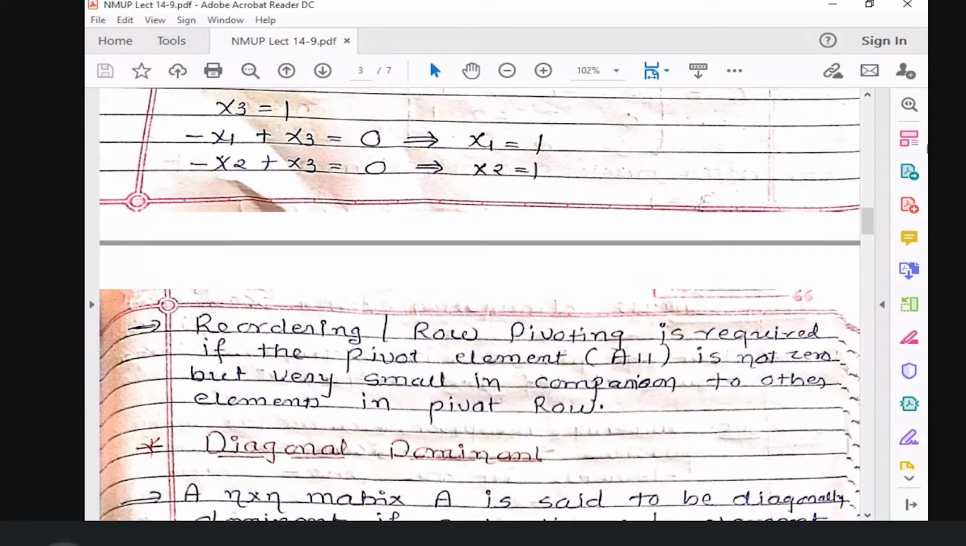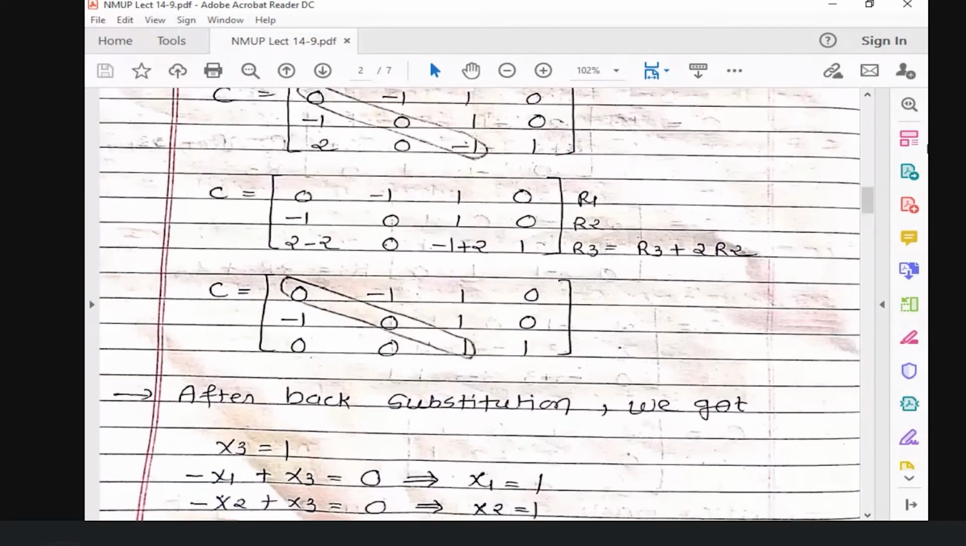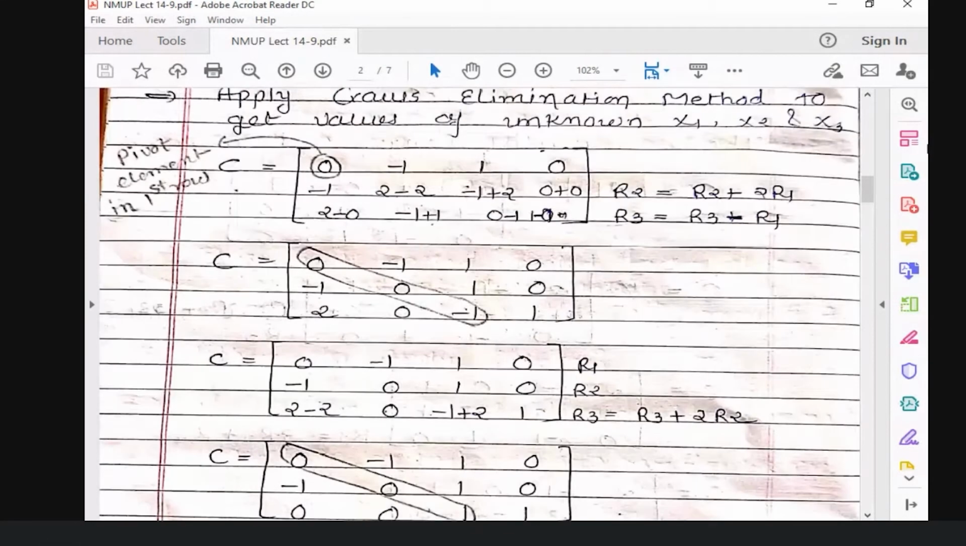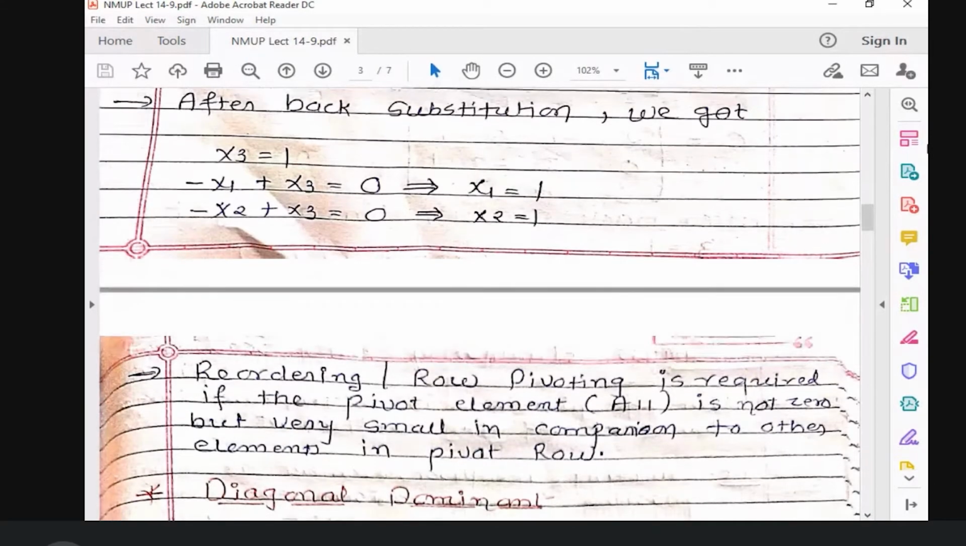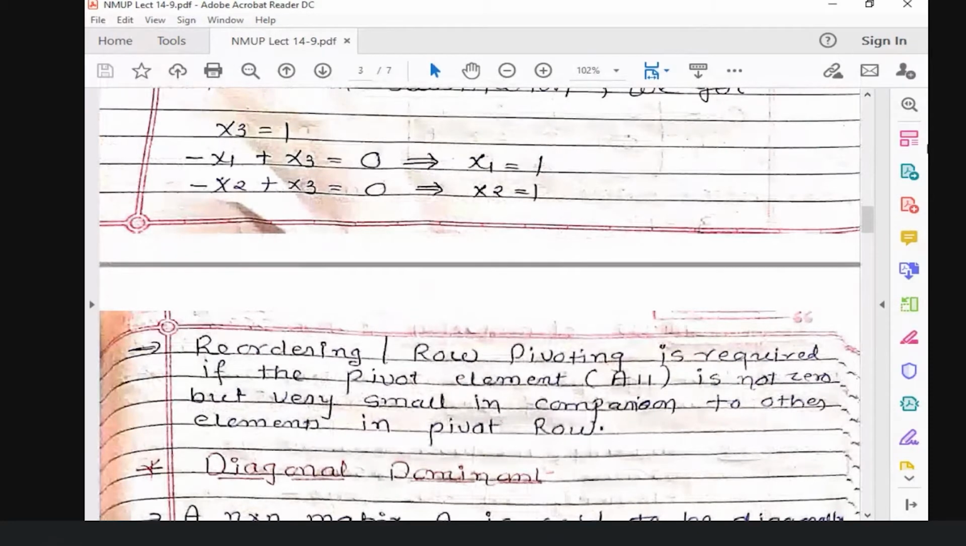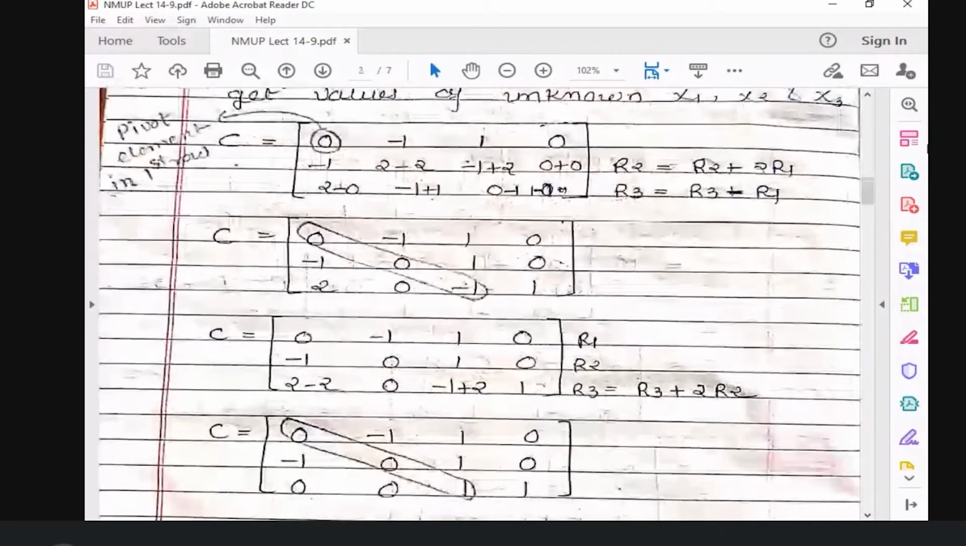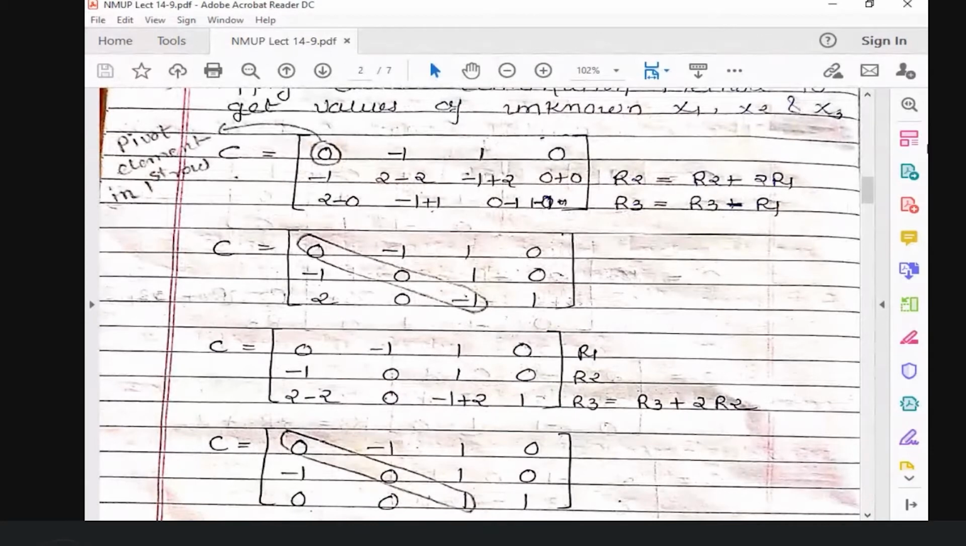So it is required if the pivot element is, over here, my pivot element is the first one, the first 0. If I write it in terms of the array, the value is A11, first row and first column, right? It is not equal to 0, but very small in comparison to the other elements in the pivot row. Now what is the pivot row? Suppose this one is my pivot element. So whichever elements are available in this row are called the pivot row elements, right?